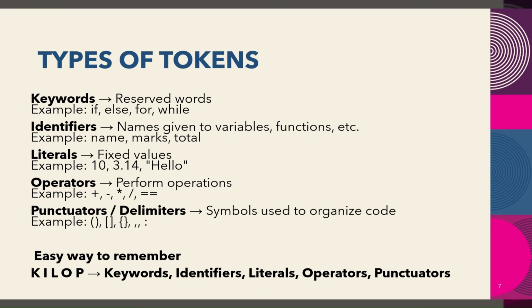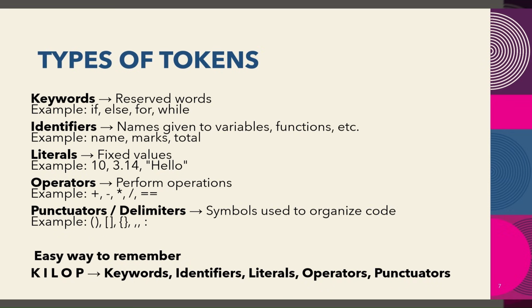Now there are various types of tokens. First is keywords. These are the reserved words that have a special meaning in Python. Examples for this would be if, else, for, while. Next we have identifiers, which are the names given to variables, functions, etc. Next we have literals, which are fixed values such as 10, 3.14, hello. Next we have operators, which perform operations like plus, minus, multiply, divide, double equal to.